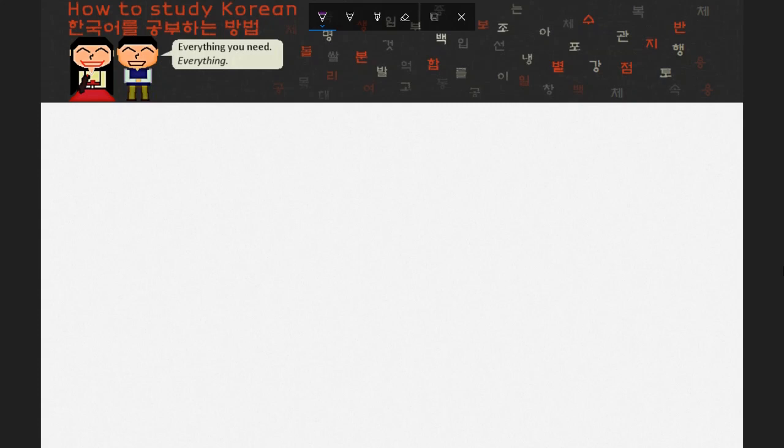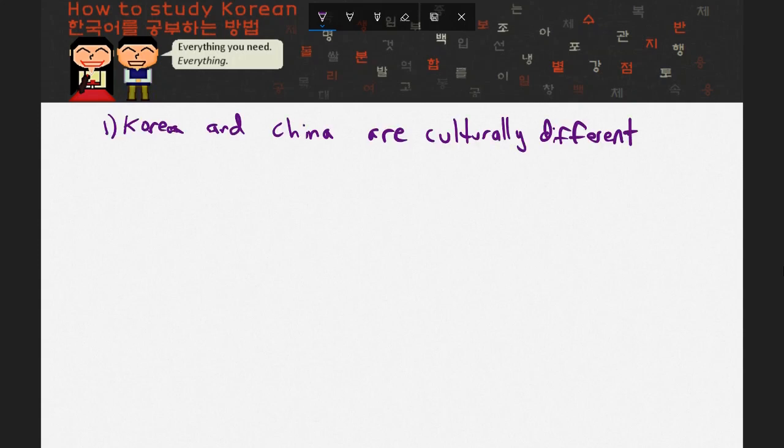All right, let's practice some sentences. I'm going to prompt you with 5 English sentences based on the grammar from Unit 1, Lesson 16. Man, that's a high lesson. And it's going to be your job to try to translate those sentences into Korean. The first sentence I would like you to try is, Korea and China are culturally different.